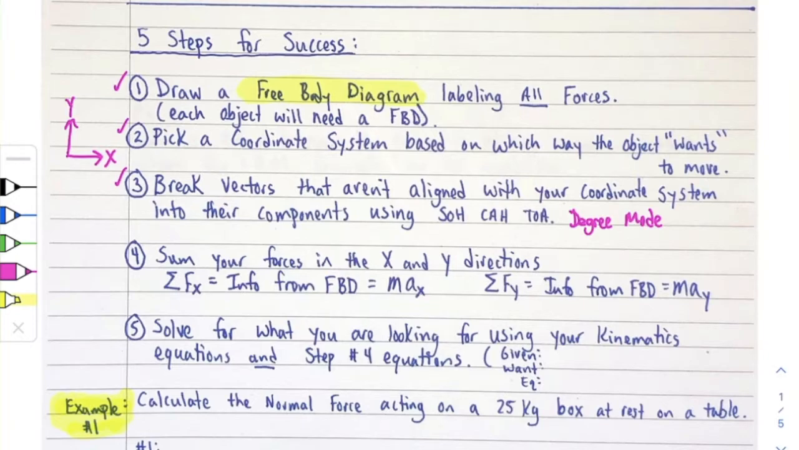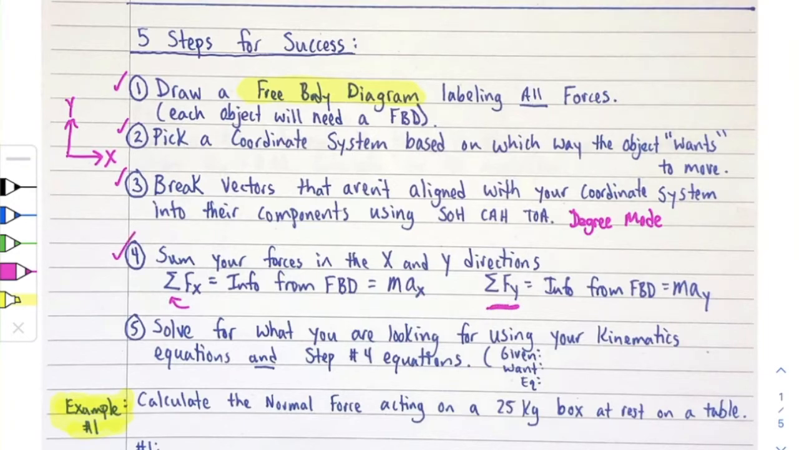All right, step 4, sum your forces in the X and Y directions. And then we get this Greek letter here, sigma, which means sum. So the way you say this is, this Greek letter means add up all your forces F in the X direction. And then you'll do the same thing in your Y direction.